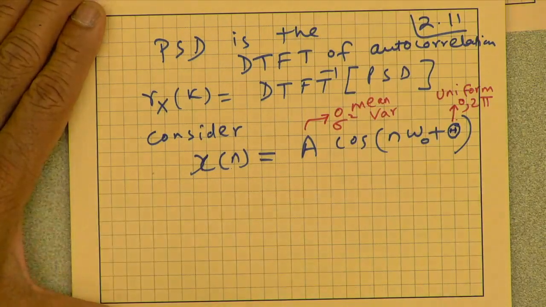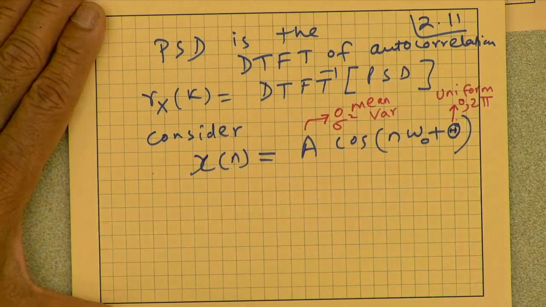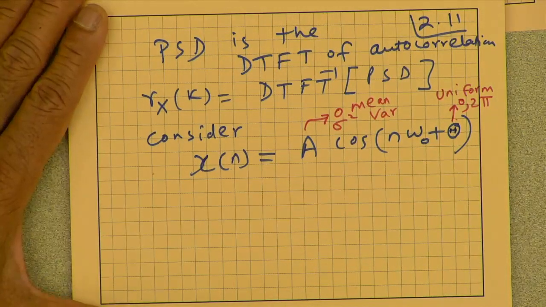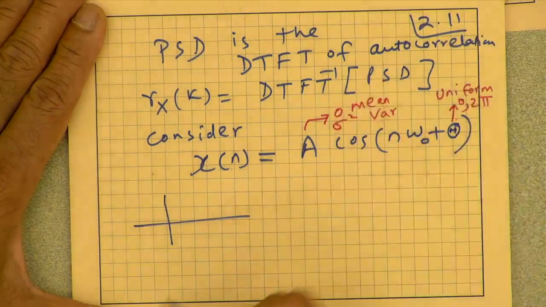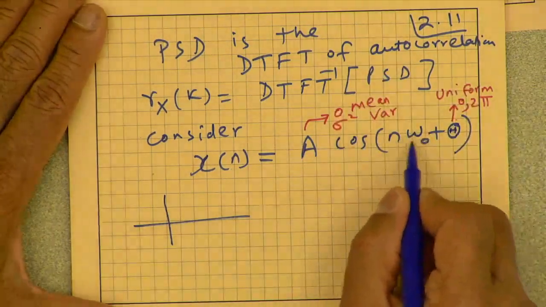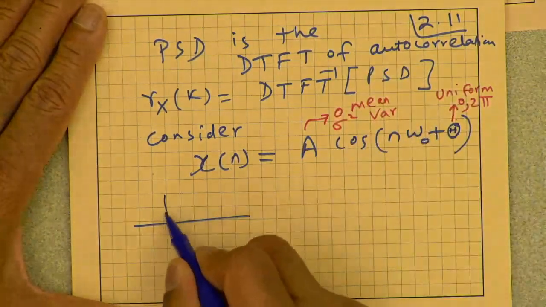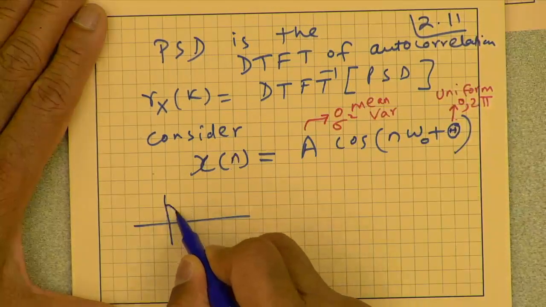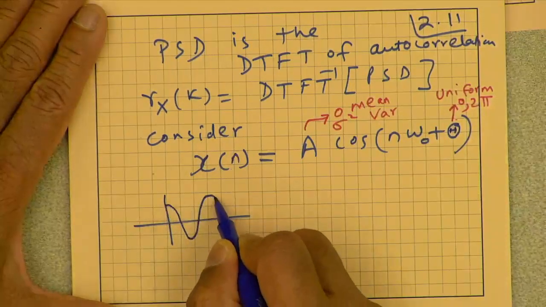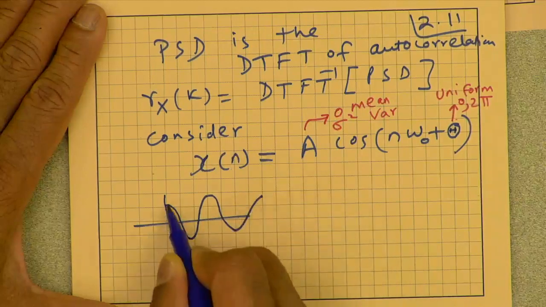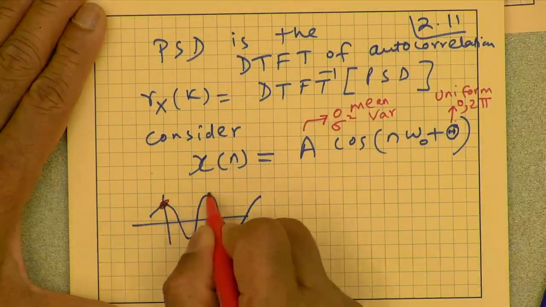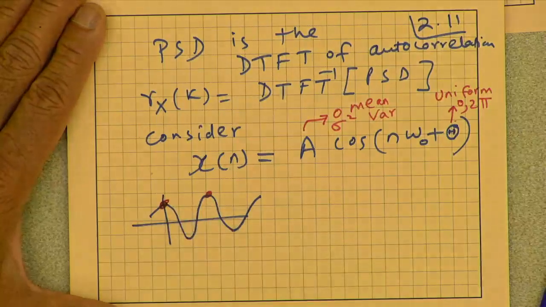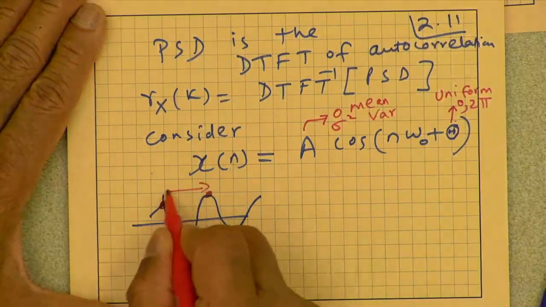I don't really need to do any kind of fancy signal processing. If I have a periodic signal, say 3 cosine n omega naught, for example, then I can just look at corresponding points. I can take the distance between peak to peak, so that would be the period.